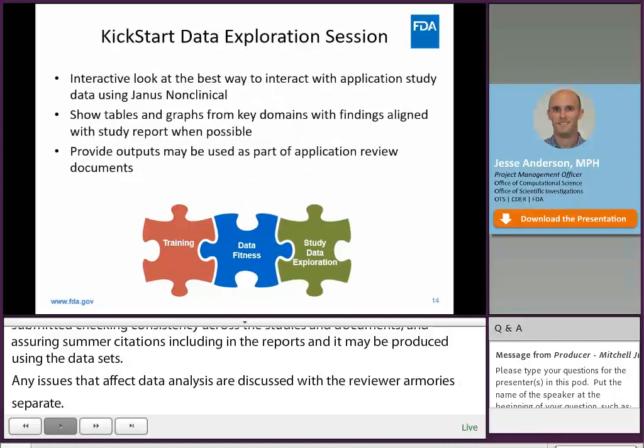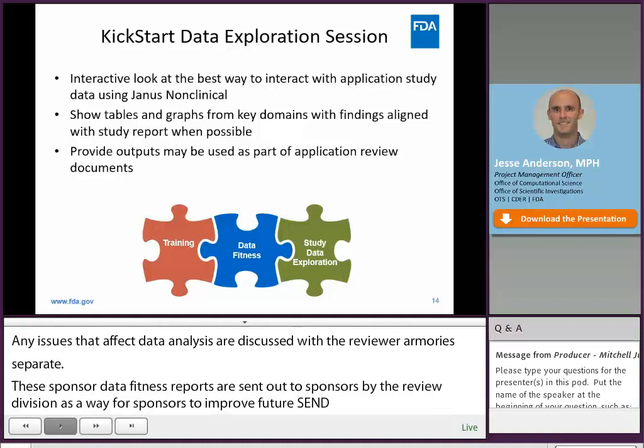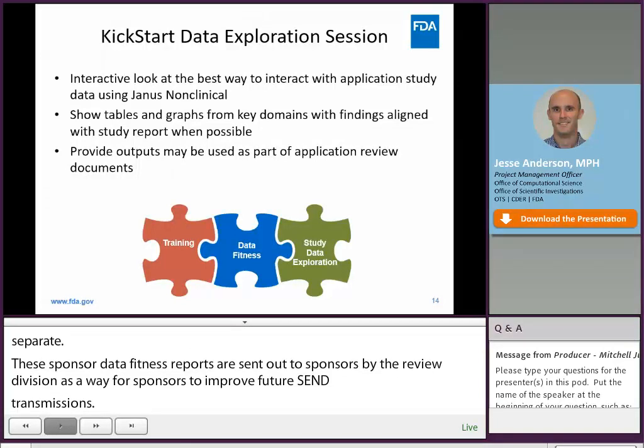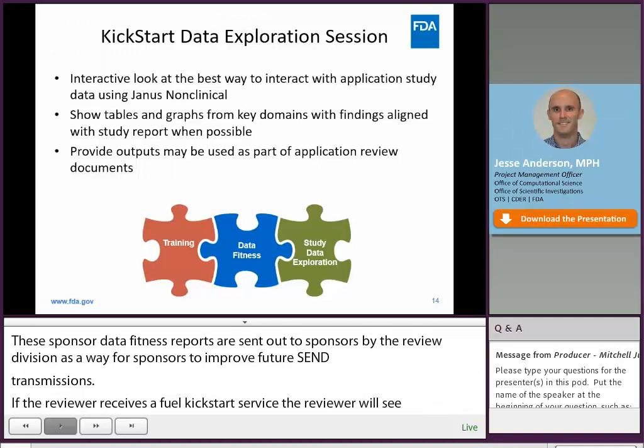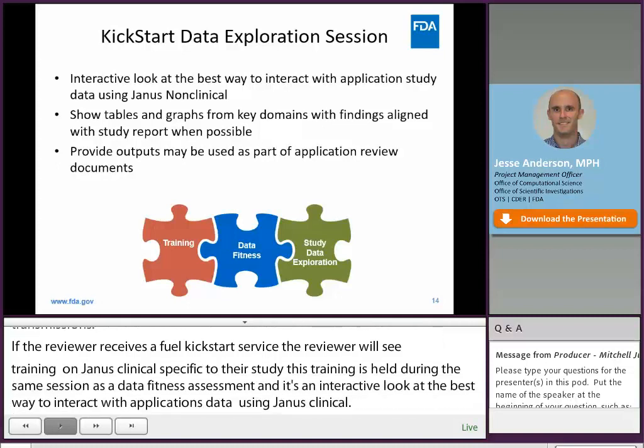If the reviewer receives a full Kickstart service, the reviewer will receive training on Janus Non-Clinical specific to their study. This training is held during the same session as the data fitness assessment, and it is an interactive look at the best way to interact with application study data using Janus Non-Clinical. The team shows tables and graphs from key domains with findings and aligns them with the study report when possible. The team also provides outputs that may be used as part of the study review documents.